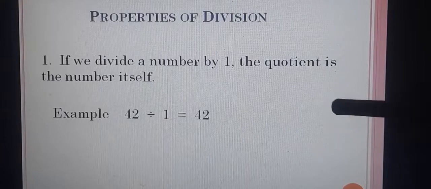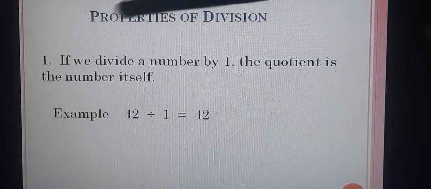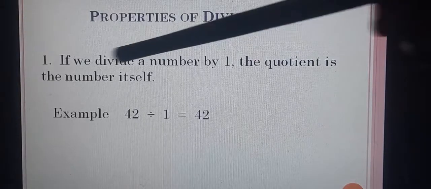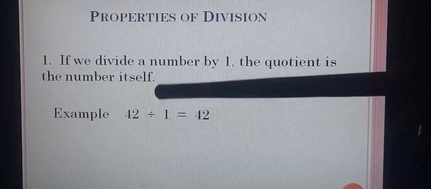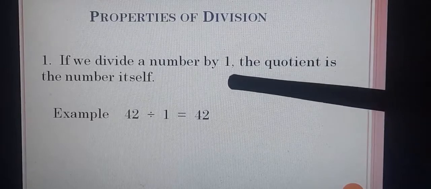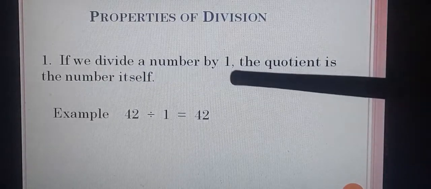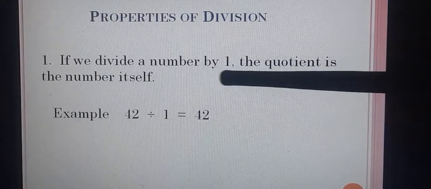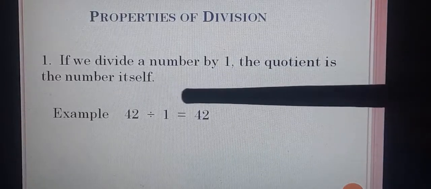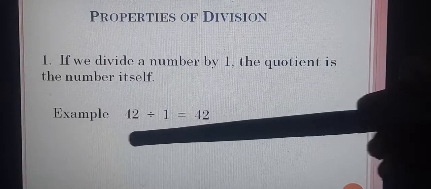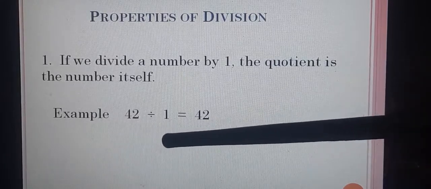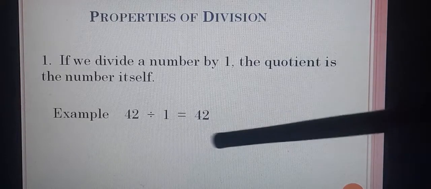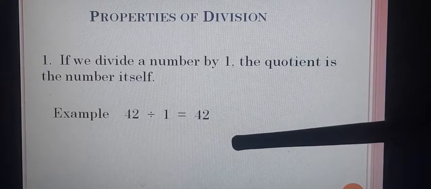Now we will discuss properties of division. First property, if we divide a number by 1, the quotient is the number itself. When a number is divided by 1, we will get the quotient as the number itself. See this example, 42 divided by 1. 42 को 1 से divide करेंगे, then quotient will be 42 only. Similarly, if you are doing 23 divided by 1, quotient will be 23.